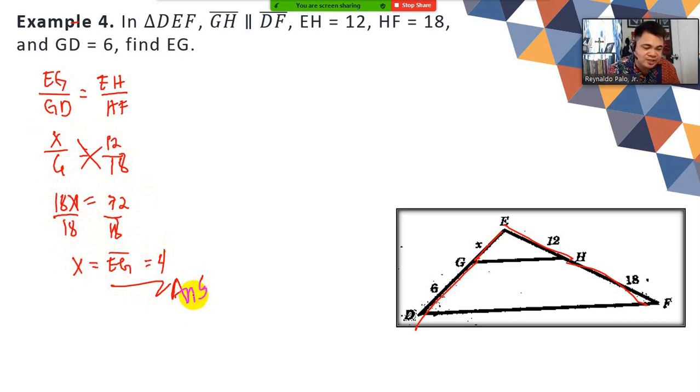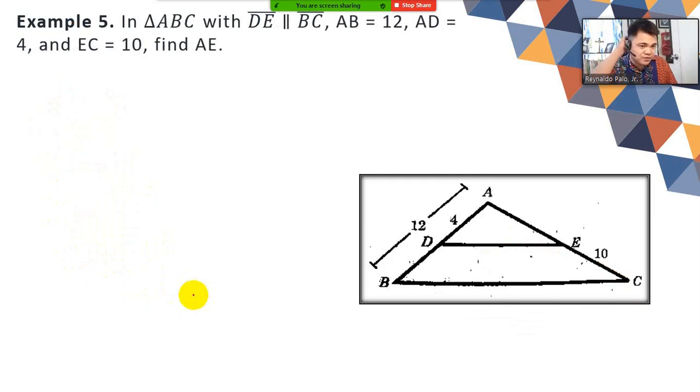Alright, next. Example 5. In triangle ABC with segment DE parallel to segment BC, AB is equal to 12, AD is equal to 4, and EC is equal to 10. Find AE. So we're looking for AE. We are going to form our proportion AD over AB equals AE over AC.